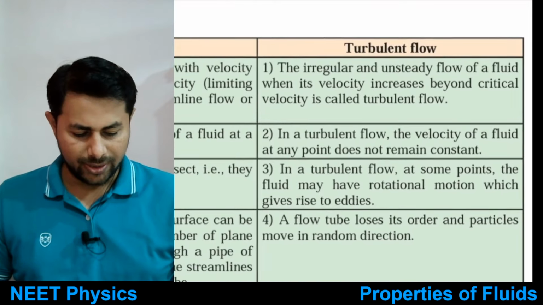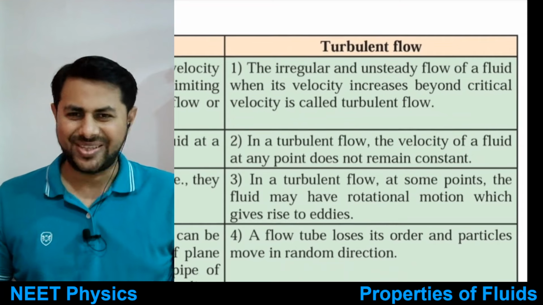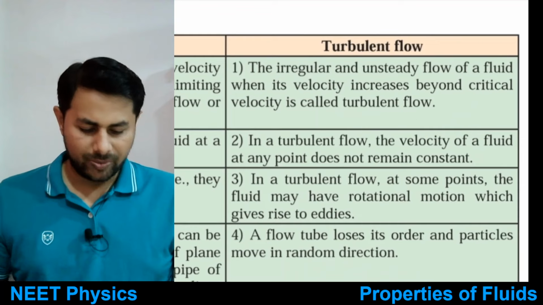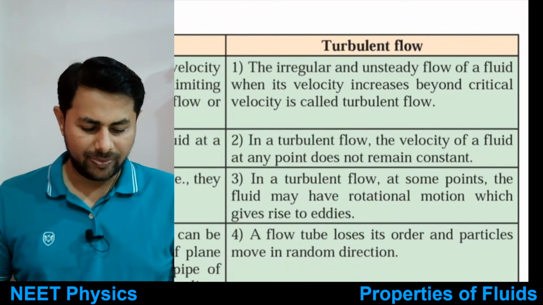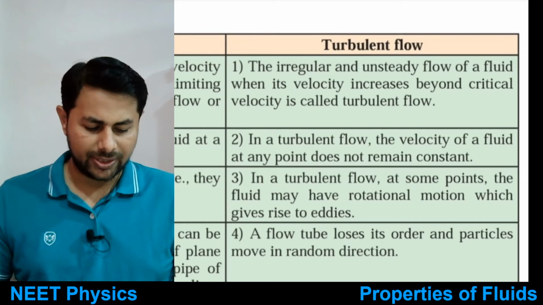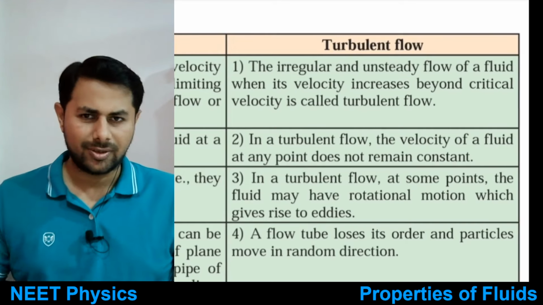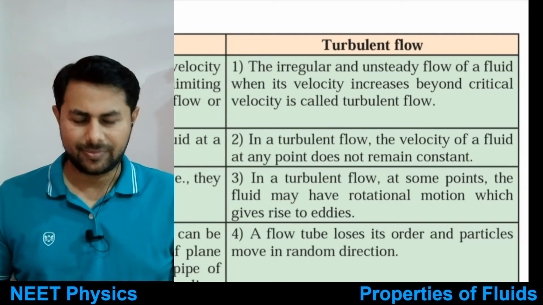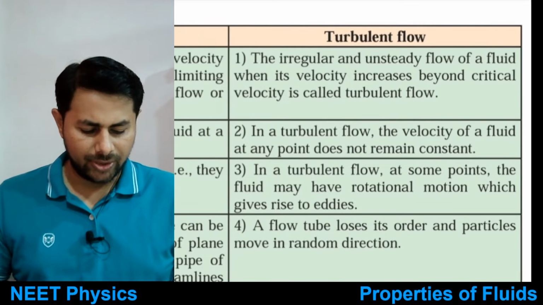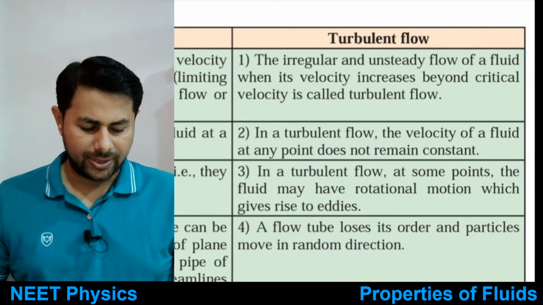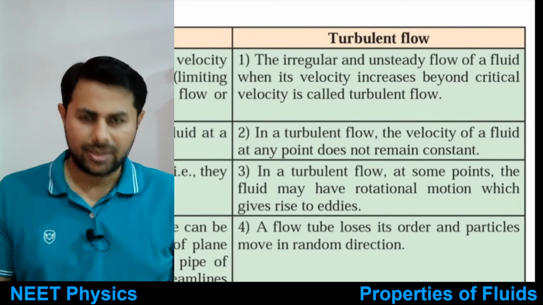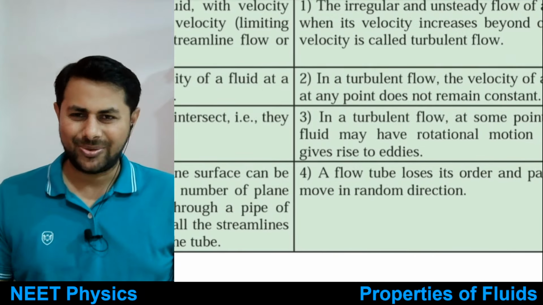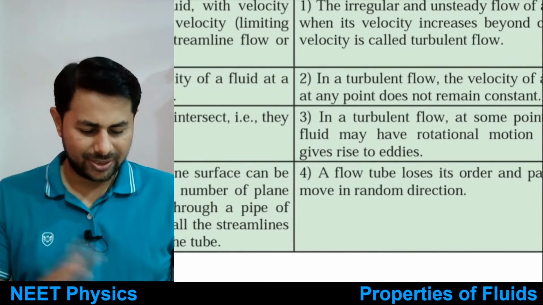And in contrast with that, there are some properties of turbulent flow. So what are those properties? What is turbulent flow? The irregular and unsteady flow of a fluid when its velocity increases beyond critical velocity. So if it increases beyond a certain velocity, then the flow becomes turbulent, right? Then in turbulent flow, the velocity of fluid at any point does not remain constant, so it is nothing like the streamline flow. In streamline flow it remains constant, and in turbulent flow it does not remain constant.